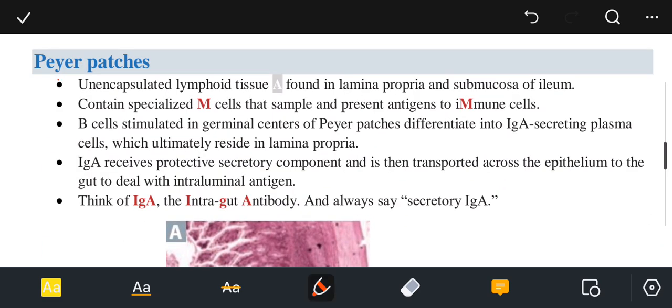The next point is Peyer patches. Peyer patches are very specific for the ileum. They are present specifically in the ileum. These are not encapsulated. These are unencapsulated lymphoid tissue found in the lamina propria and submucosa of the ileum.